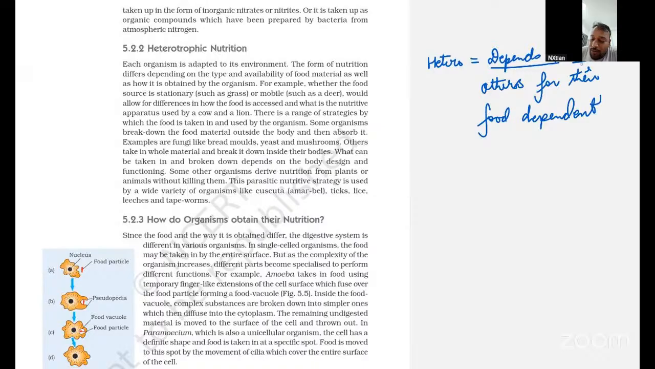Got it? Hetero means dependent. Trophic means on food. So dependent on others for the food. Are you getting this? For example, herbivorous, carnivorous, omnivorous, or all the animals are heterotrophic. They can't make their own food, but they depend on others for food formation, for the food intake.